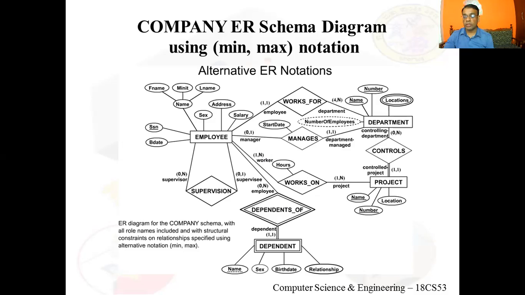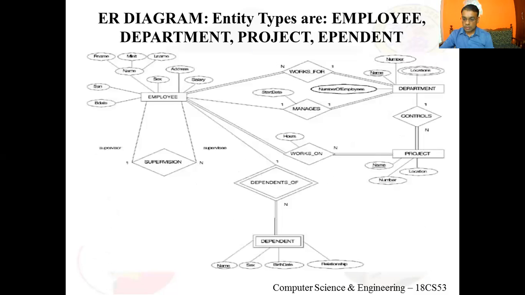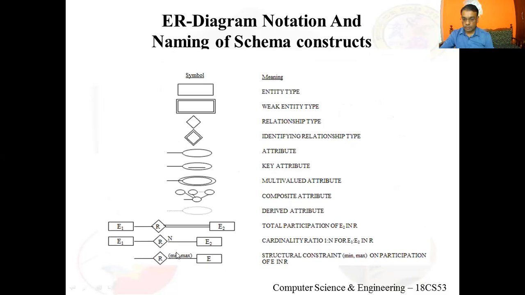So that means 1:n. Project 1 will have John Smith, project 2 will have Bob Wills, project 3 will have Stuart Williams. So one project has n employees. So this is the min-max constraints. The participation constraint and the cardinality ratio together are called structural constraints, that is given here. And we have min-max notations also.